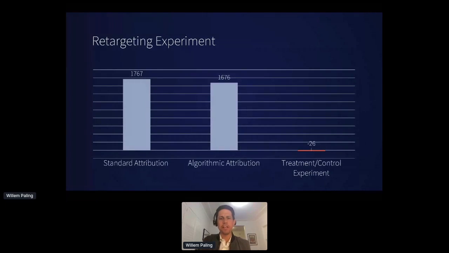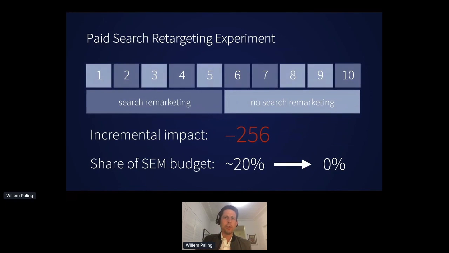Now, similarly for retargeting, we're able to design a proper randomized controlled trial type experiment where half the people who come to our website get the retargeting and half of them don't. Through the industry standard approach to attribution, we saw close to 1,800 sales. Through an AI-based algorithmic attribution, we saw about 1,700 sales. But the difference we saw in the treatment control experiment was negative 26 sales. So there were 26 fewer sales in the group that this AI algorithm has decided we should be serving ads to.